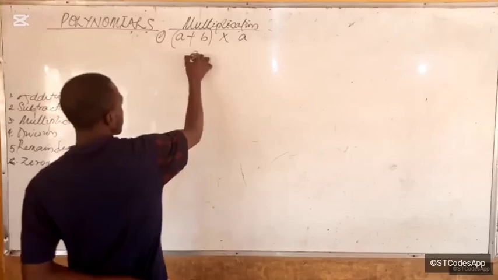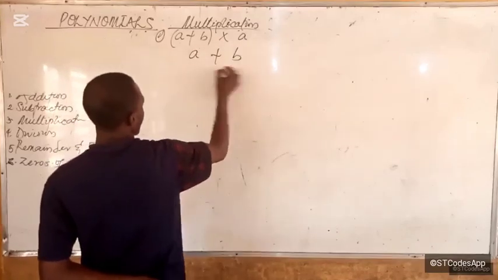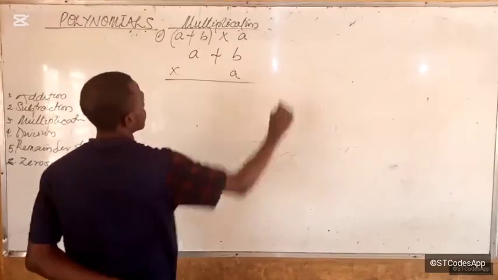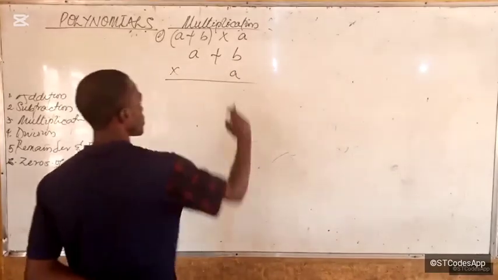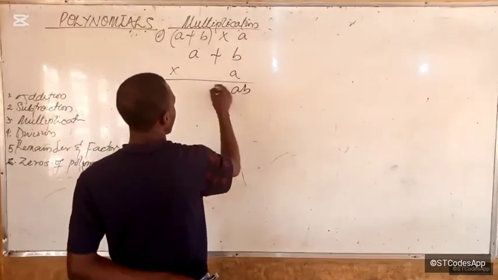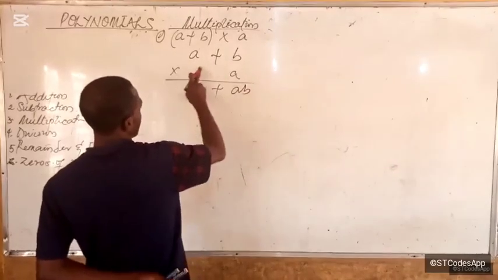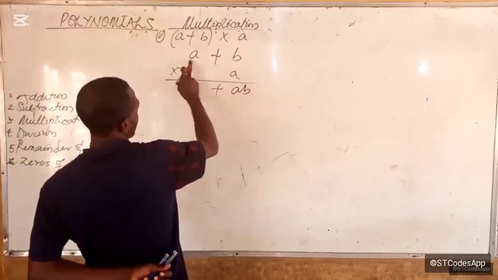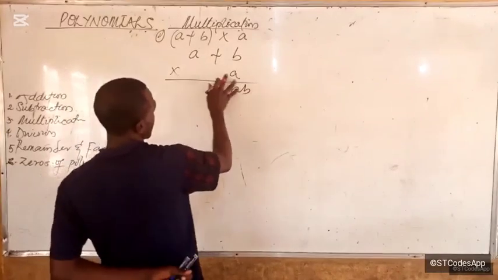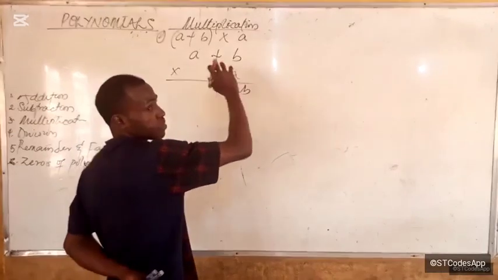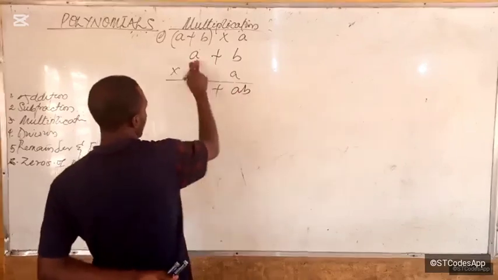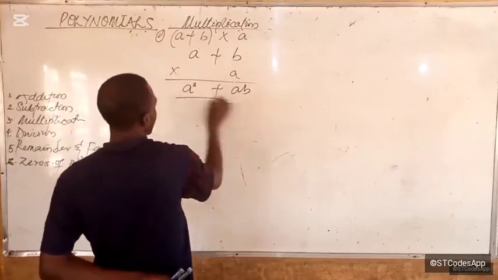So what you're going to do is you write a plus b times a. What you do is a times b, ab, plus a times a. And this plus is coming from just a times plus b. That will be plus ab. Do you understand? Then a times a will be a squared. And this is your answer.